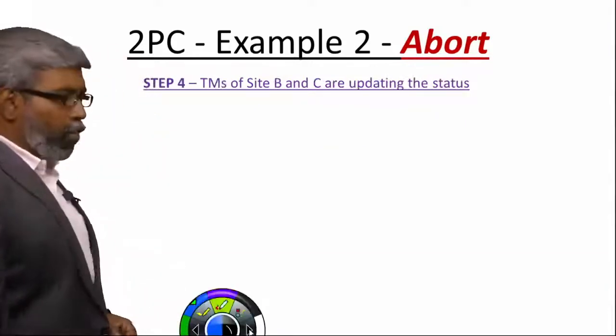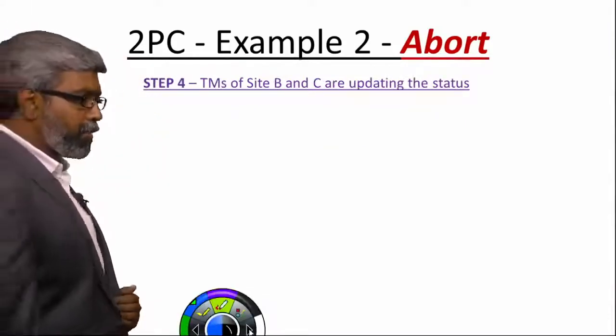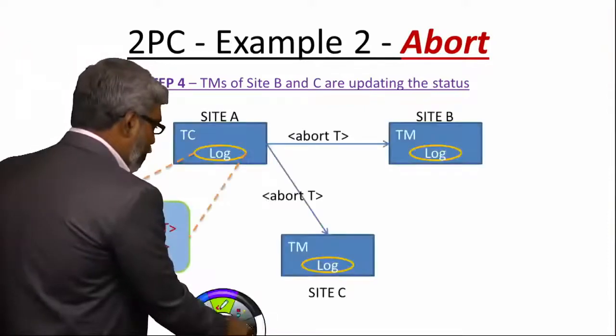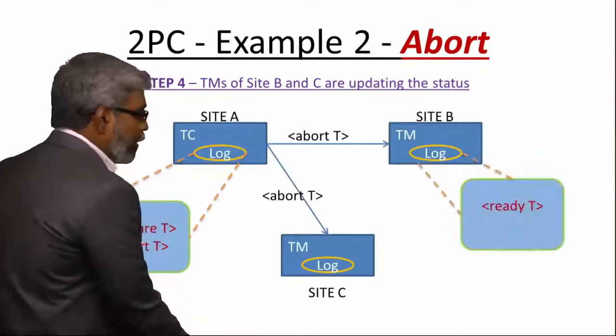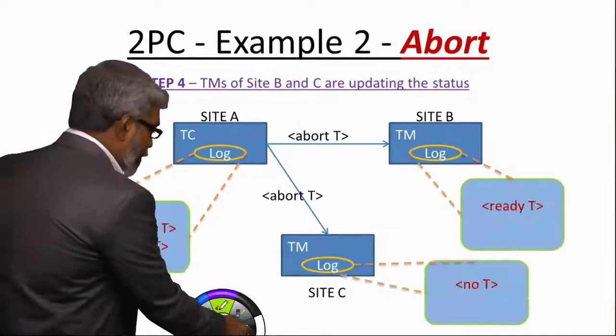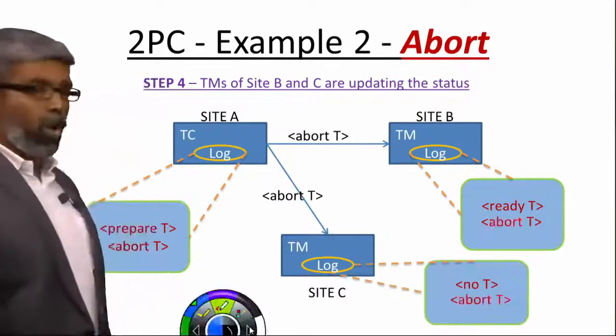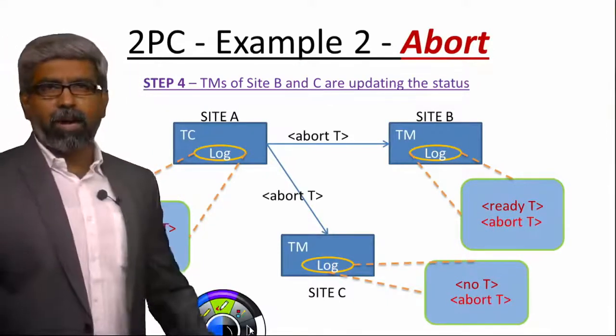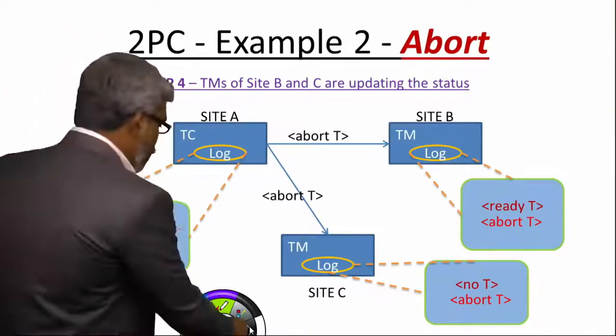In step 4, the transaction managers of sites B and C update the final status of that particular transaction. So they write abort T in their log file. Now the transaction is aborted. This is how the two-phase commit protocol works.